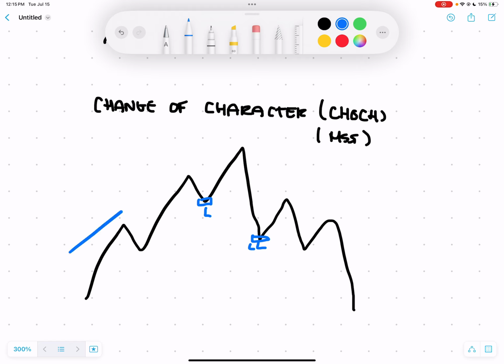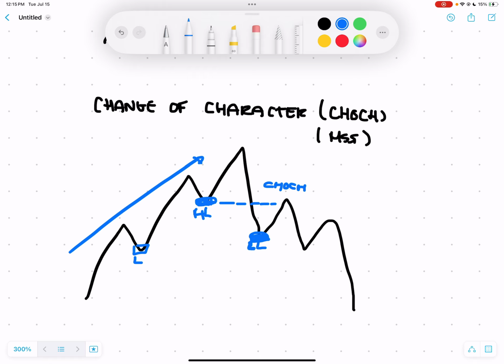when we were previously in an uptrend. As we said before, when we're in an uptrend, we have a low and then we have a higher low. Now, as we can see here, the next low isn't higher than the previous one. This low is lower than this one, so we would call this a lower low. And when this happens, this creates what's called a change of character, meaning we are changing direction.